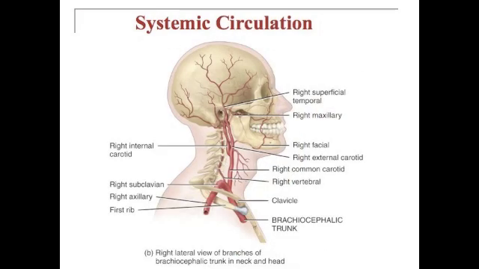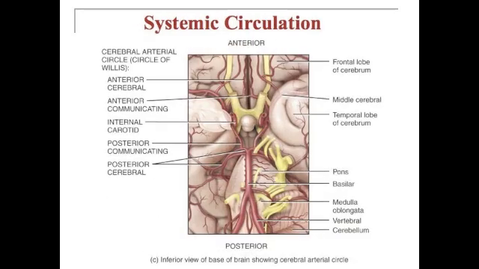And this next slide is also part of figure 21.21. So here we see how the arteries are moving superiorly into the cranial region. And this slide is also part of 21.20 on page 805. This is the inferior base of the brain showing the cerebral arterial circle.